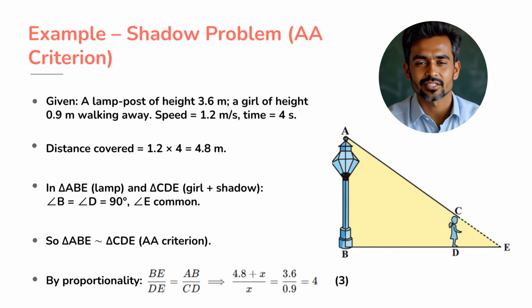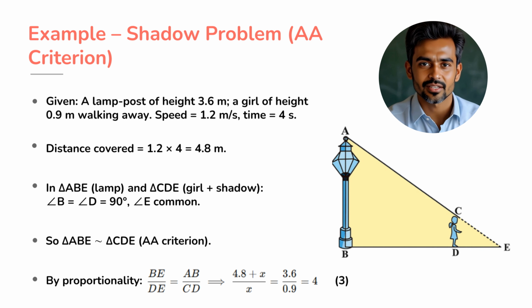Now, notice this. The angle at the top of the lamppost is the same as the angle at the top of the girl's head, and both of them share the same angle at the tip of the shadow. That means the triangles are similar. Since these two triangles are similar, we can use the angle criterion. This criterion tells us that if two triangles have two corresponding angles that are equal, then their sides are proportional.